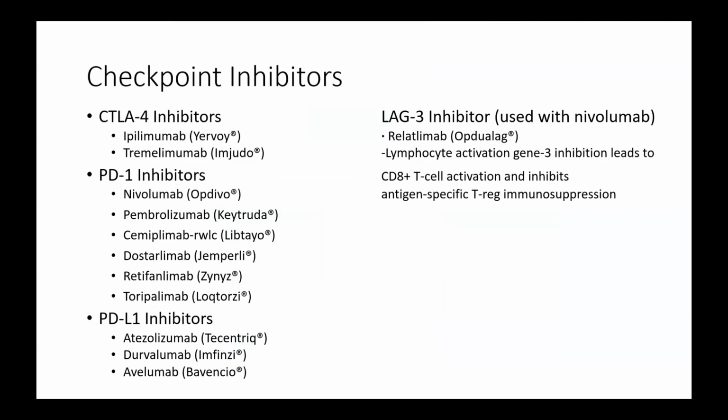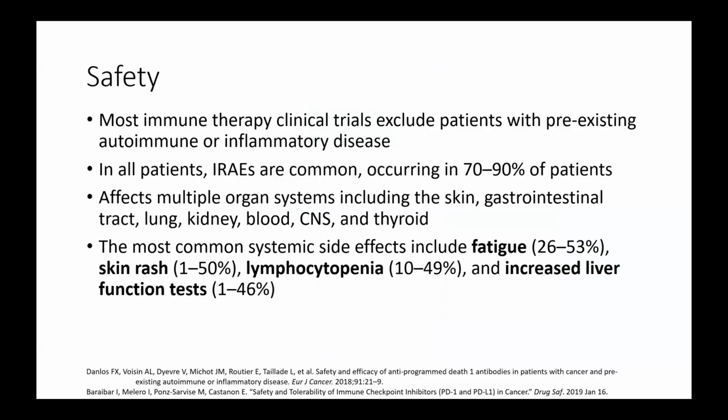The new kids on the block are on the right-hand side. So they're LAG-3 inhibitors. They have an activation of lymphocyte activating gene, which again increases the likelihood you're going to get a CD8 positive response as opposed to a Treg response. Most of the clinical trials, when these were being developed, excluded patients with autoinflammatory disease, thinking, well, everybody's going to get an increased risk of autoimmune disease with the use of them.